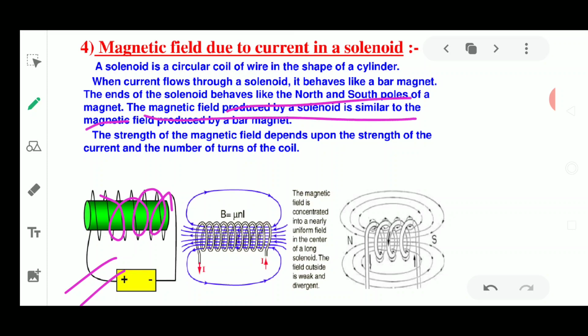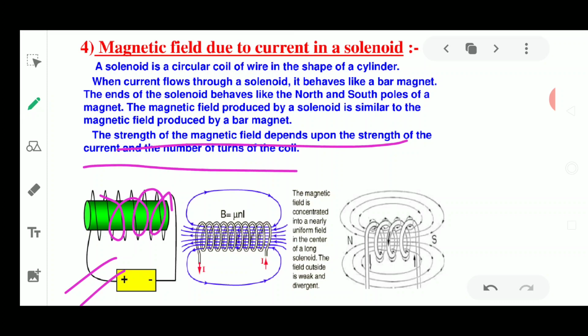The magnetic field produced by a solenoid is similar to the magnetic field produced by the bar magnet. The strength of this magnetic field depends upon the strength of the current and the number of turns in the solenoid. Two things are there: the number of turns and the current which is flowing through it.